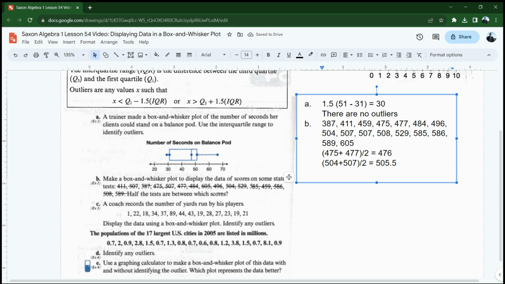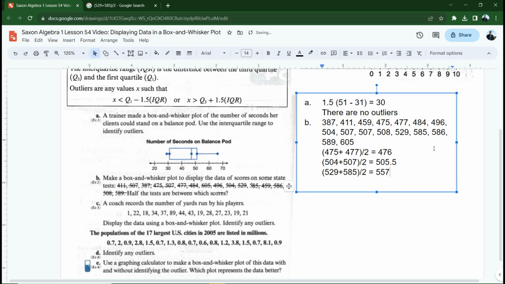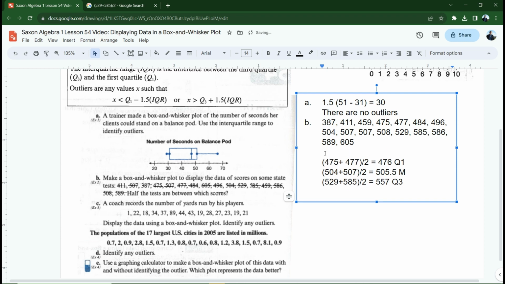My third quartile is the median of the second half of the data. But again, because I have an even number of data points here that I'm looking at, I need to find the middle by finding the mean of the middle two numbers. Okay, this is my first quartile. This is my median. This is my third quartile. I'm going to go ahead and plot these on a box plot. Oh, the other two things I need are my lowest data point, 387, and my highest data point, 605.